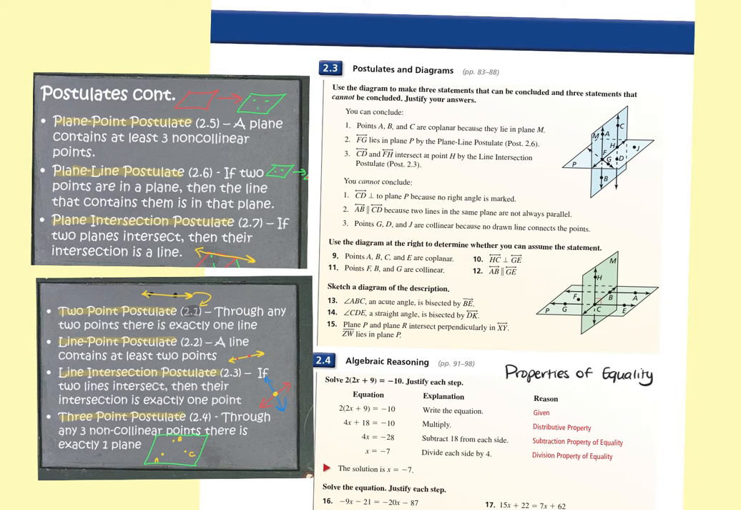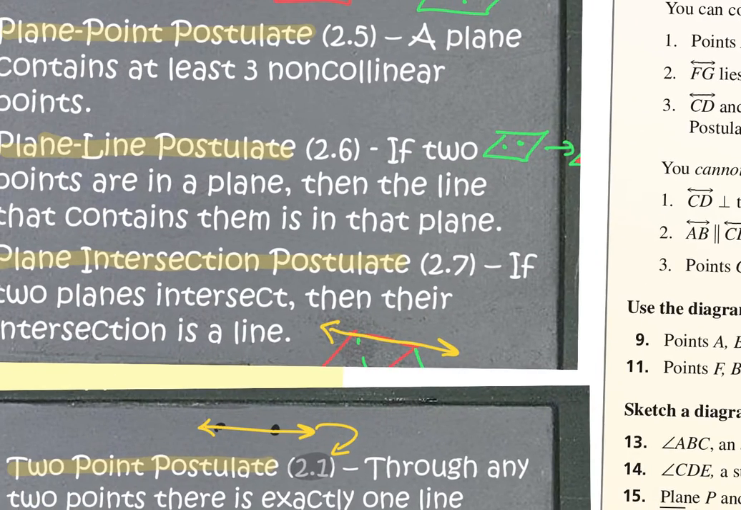Then plane line postulate said if 2 points are in a plane, then the line that contains them is in the plane. So it's hard to see what's there because it's cut off. But in the first drawing, we had just 2 points. And then in the second drawing, we had the 2 points with a line through them. That would be the visual representation of that.